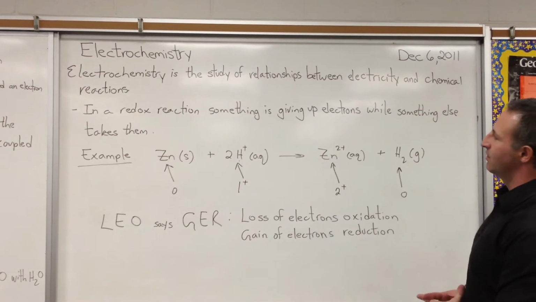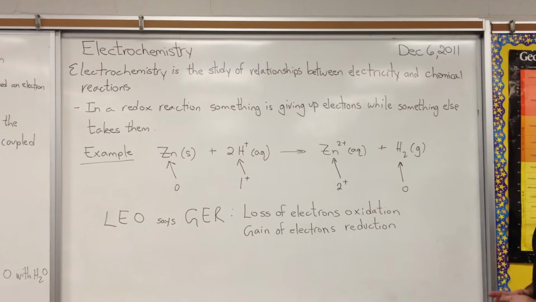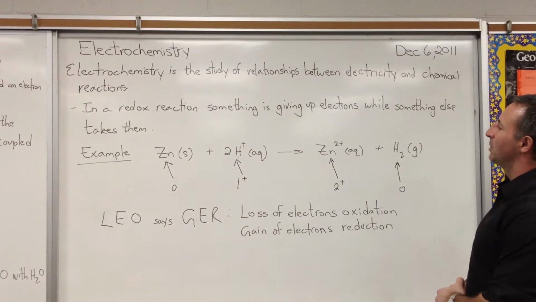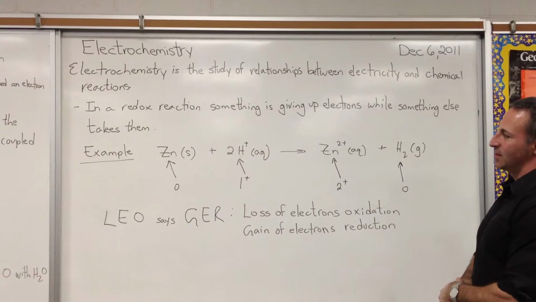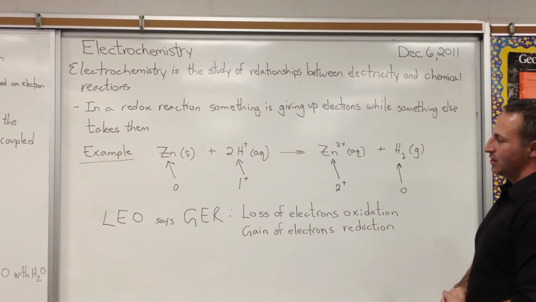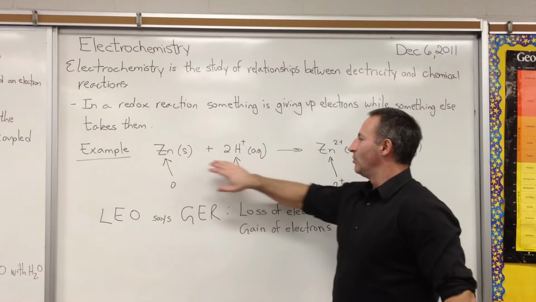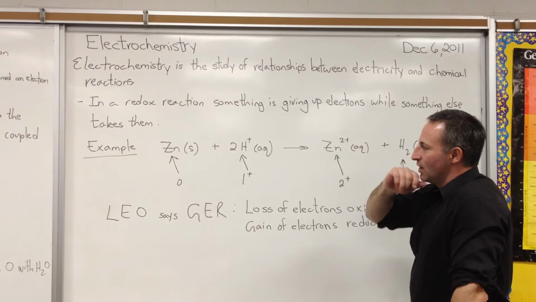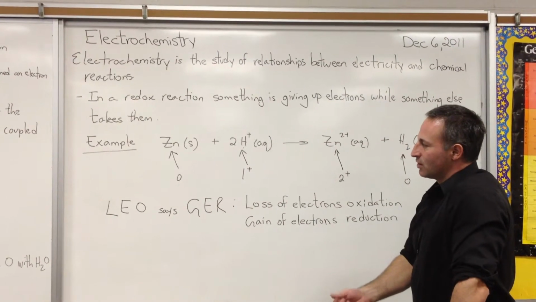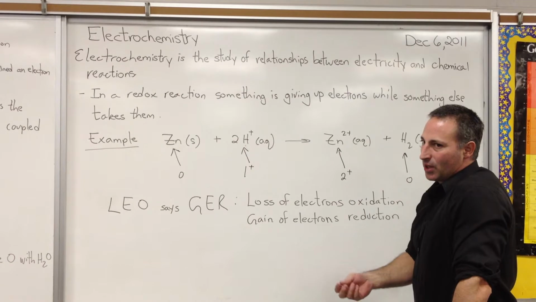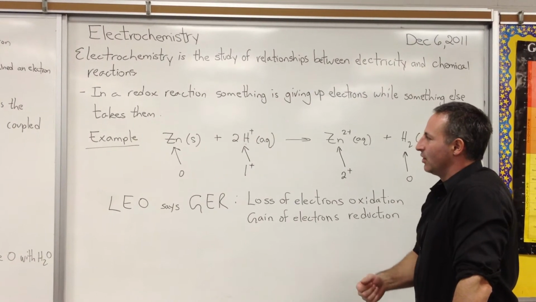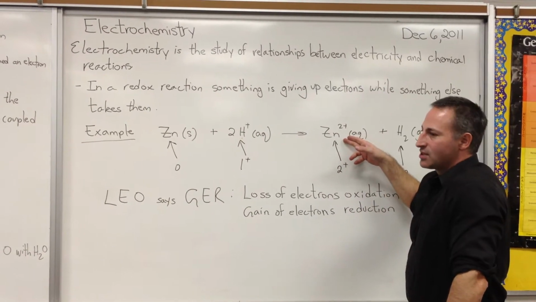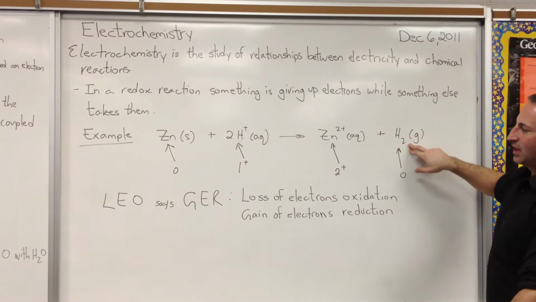Electrochemistry is the study of relationships between electricity and chemical reactions. In a redox reaction, something is giving up electrons while something else takes them. A simple example is the reaction of zinc metal with hydrochloric acid, which is a source of H+. When you put the zinc metal in solution, it heats up rather quickly and begins to froth and boil because it's a vigorous reaction, and in the end what you produce is zinc ions in solution and a lot of hydrogen gas.